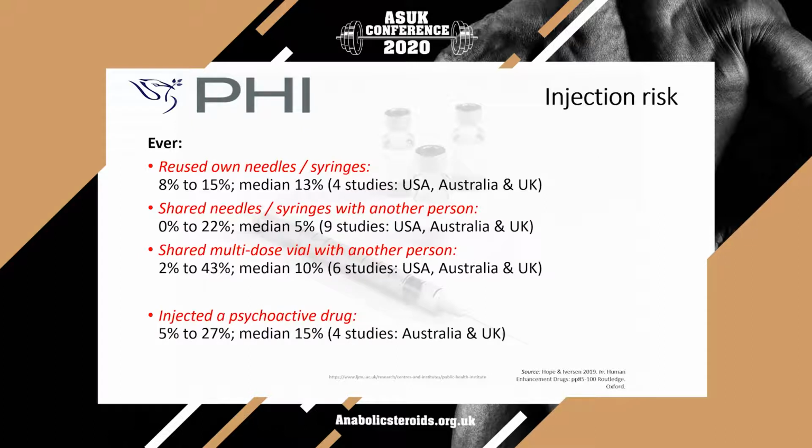However, this may be partly related to the fact there is an overlap between this population and the population that injects psychoactive drugs, with 4 studies suggesting that this is between 5 and 27%. Though some caution is needed with interpreting this, as some of the psychoactive drug injection could be related to injecting those drugs, for example amphetamines, for enhancement purposes, for example in relation to weight control.